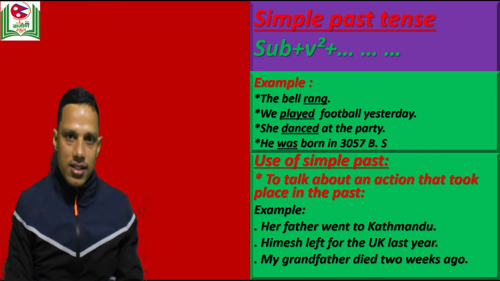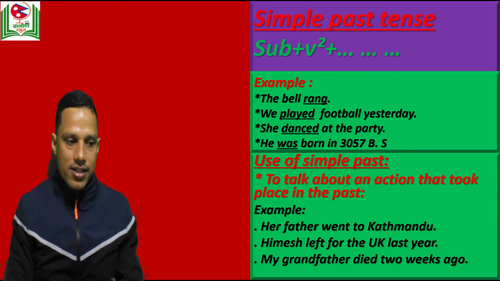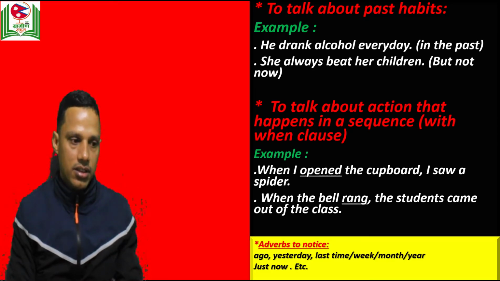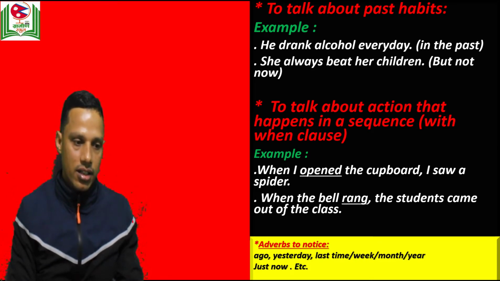We have more conditions where we use simple past tense. Let's see what those conditions are. Yes, we use simple past tense to talk about past habits. For example, he drank alcohol every day. Yes, this is in the past. She always bathed her children, but not now. It means these sentences indicate past actions, right? Here the verbs drank and bathed indicate past habits.